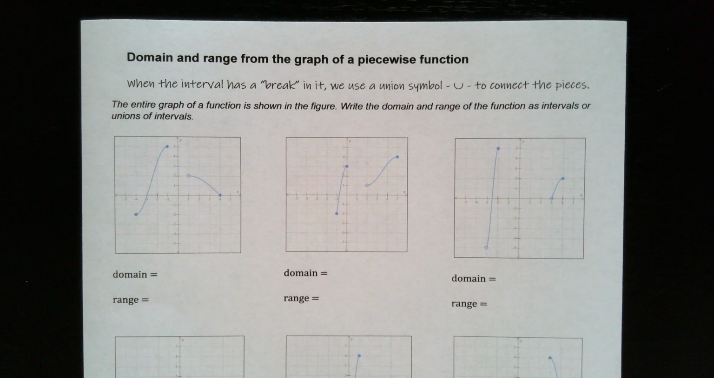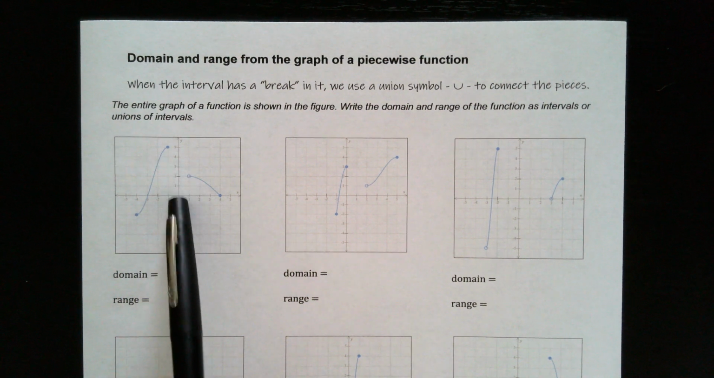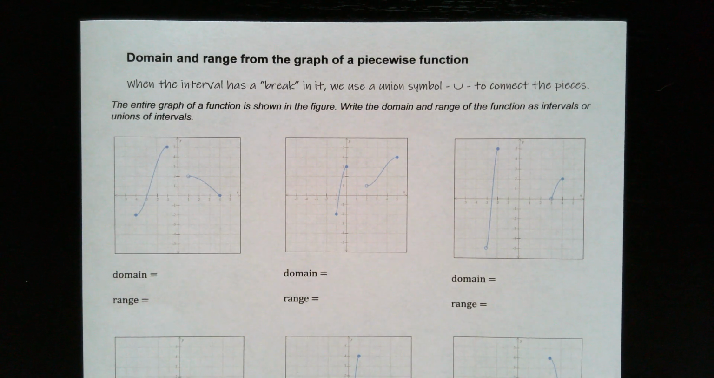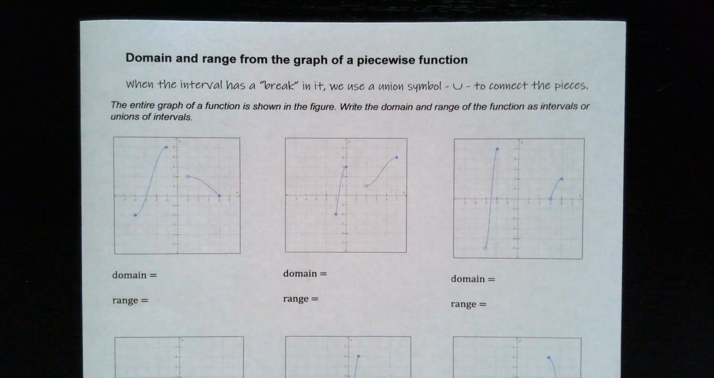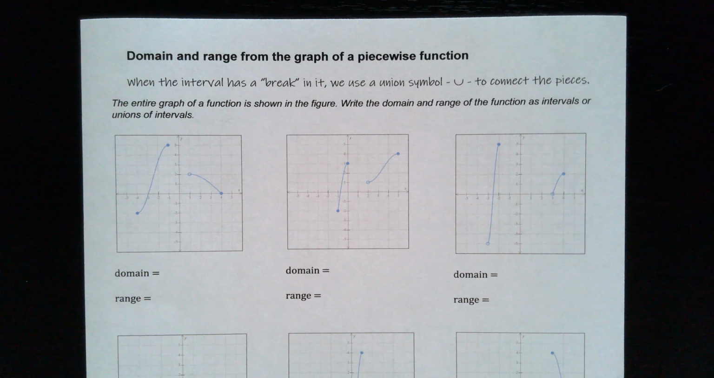In this video, we're going to be looking at the domain and range from the graph of a piecewise function. Piecewise means it's going to be separate pieces of the function like this. Sometimes there might be a gap in between and sometimes not. We're going to find the domain and range of that. And if it is in two different pieces, then we'll use a union symbol, which is this, to connect those pieces. Okay, so let's start.